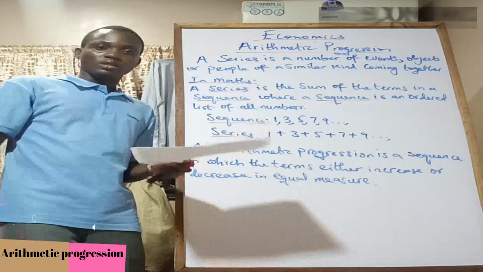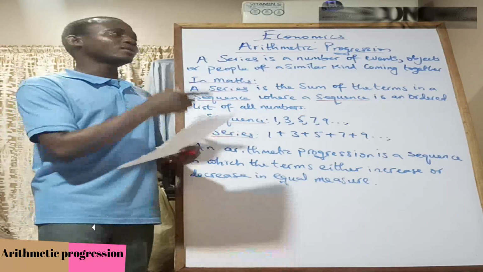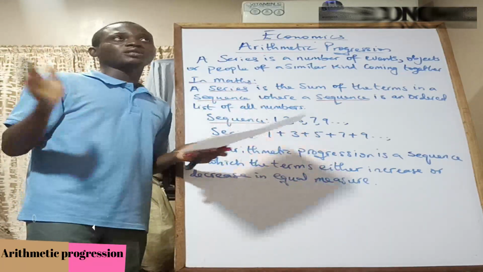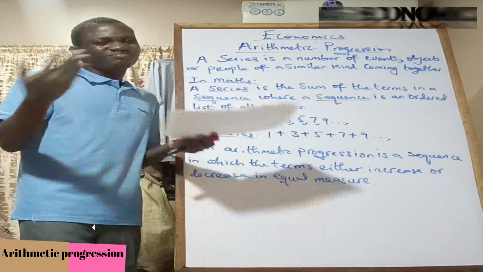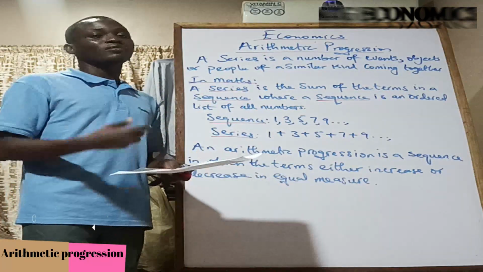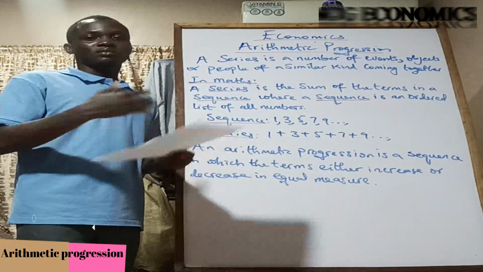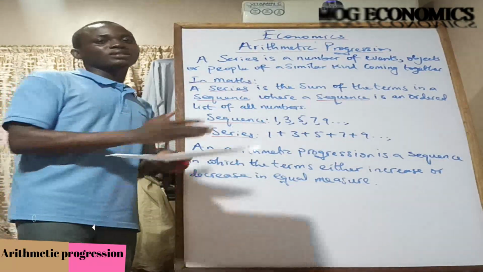Now, normally, when you're watching movies, you say, have you seen that series? Oh, I've seen that series. Have you seen Bridgerton? Oh, no, I've not seen Bridgerton. Have you seen this? Have you seen that? Right? So, series is just talking about a number of events, objects, items, or people of similar kind that follow each other or that are coming together, right? But then that is not exactly what it is in math.